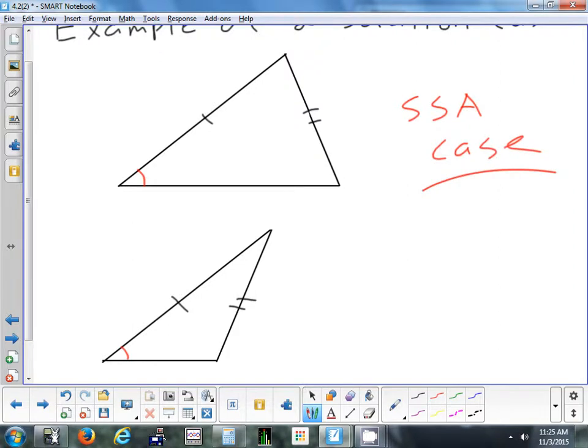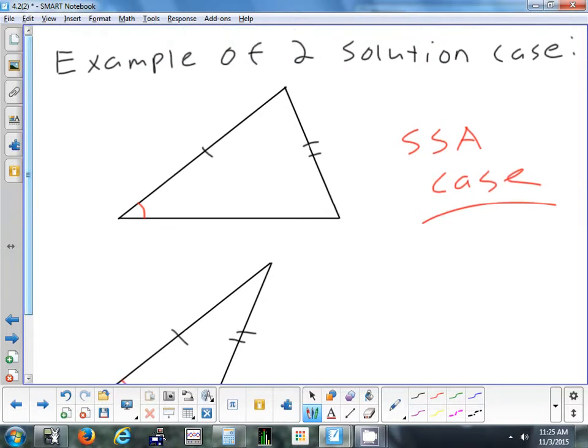Hey, any questions on that? Yeah. So the 2 answer thing, is that only for side angle? Yes. Yeah, the 2 answer, the no answer, the 1 answer, that's all side angle. You don't have to worry about that anywhere else. Okay, any other questions? Okay, even with what we learned tomorrow, you're not going to have to worry about that. That's only with this one type.